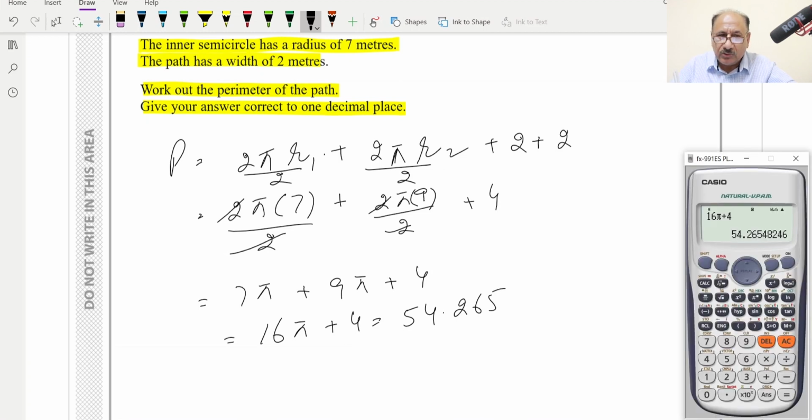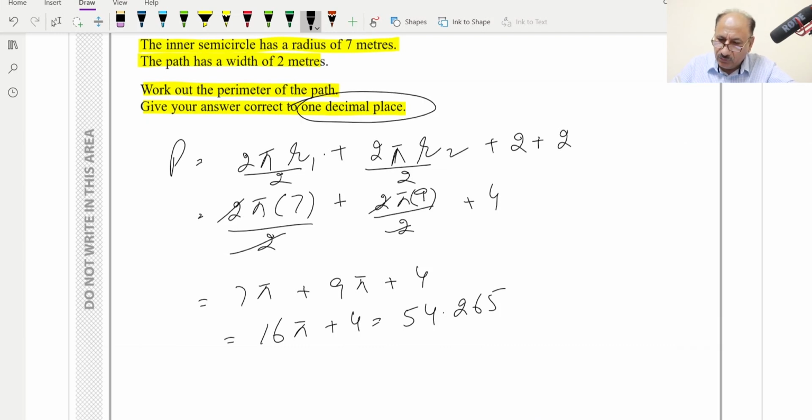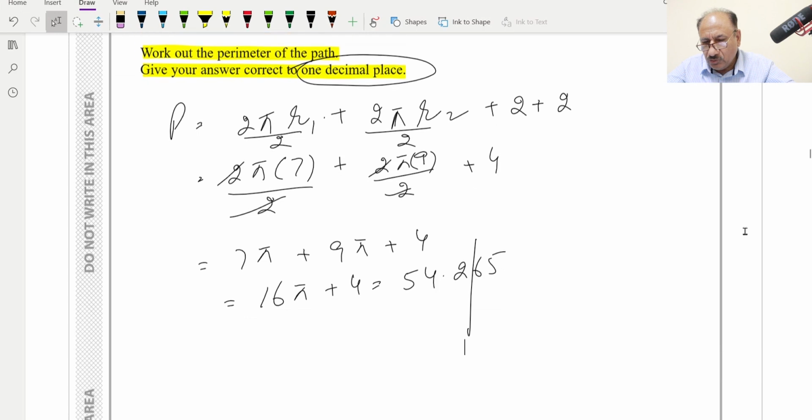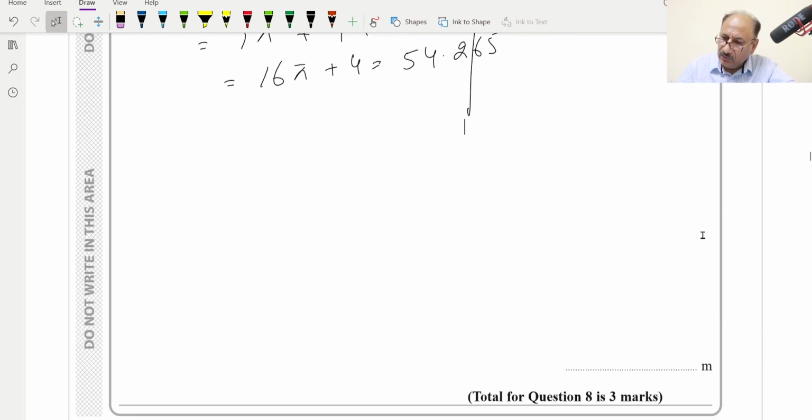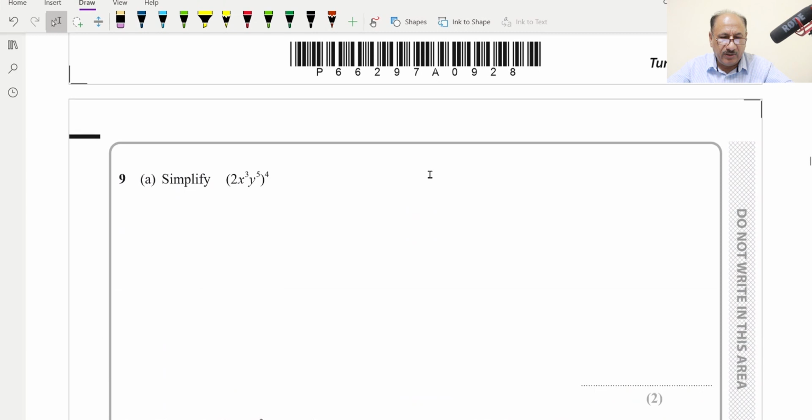54.265, yes. But we need the answer up to one decimal place, so we need to remove from here, so it will be 54.3. So 54.3 will be in meters, our final answer.